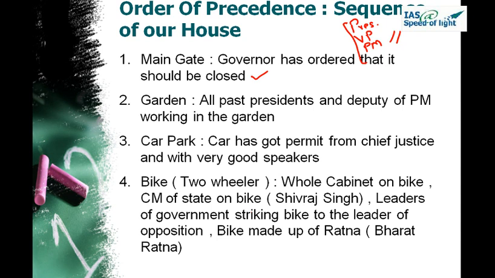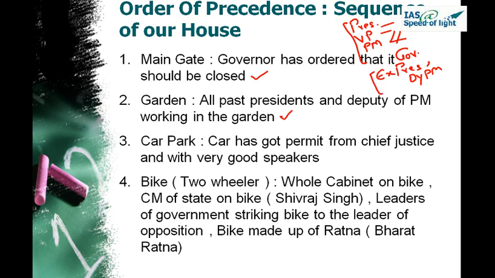So after the governor, we see ex-presidents, past presidents, and the deputy prime minister. So these form the sequence. It starts from president, vice president, prime minister, then you have the governor. The governor ordered to close the main gate. Second, now you have the ex-presidents and the deputy PM.